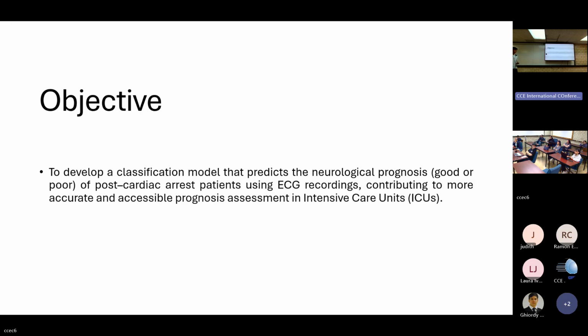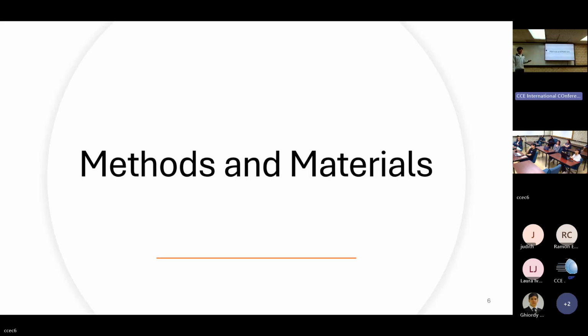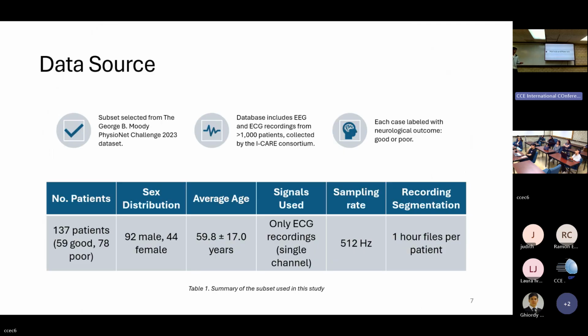So the objective of this research is to develop a classification model that predicts the neurological prognosis, which is good or poor, of post-cardiac arrest patients using electrocardiograph recordings, contributing to more accurate and accessible prognosis assessment in intensive care units. So now let's talk about the methods and materials, what we did and how we did it.